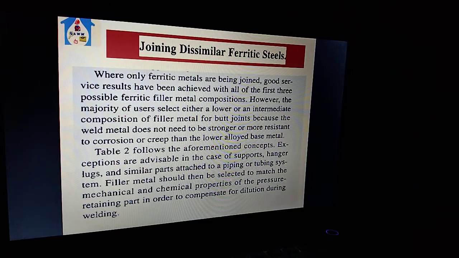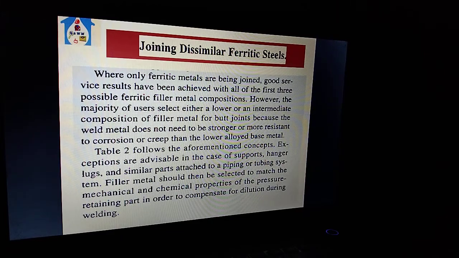Joining dissimilar ferritic steels, where only ferritic metals are being joined, good service results have been achieved with all of the first three possible ferritic filler metal compositions. However, the majority of users select either a lower or an intermediate composition of filler metal for butt joints, because the weld metal does not need to be stronger or more resistant to corrosion or creep than the lower alloy base metal.